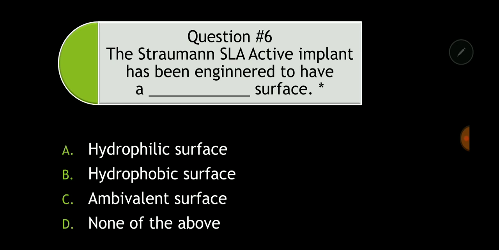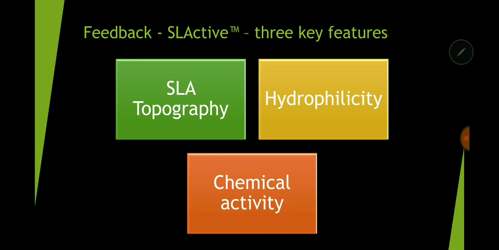Stroman implants. So the Stroman SLA active implant has been engineered to have what kind of surface? These Stroman active implants are engineered to have a hydrophilic surface, so I'll answer A. Some of the features of the Stroman SLA active are its topography, hydrophilicity, and chemical activity.